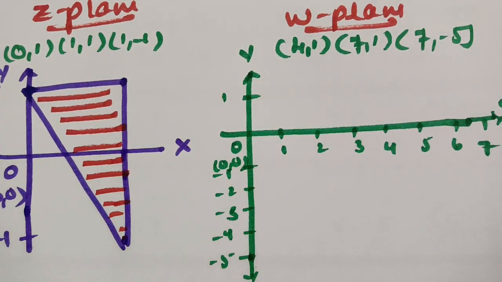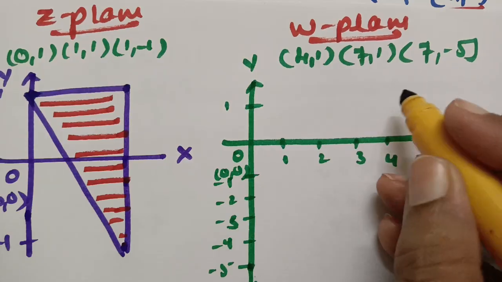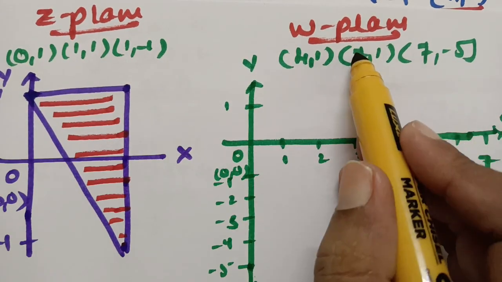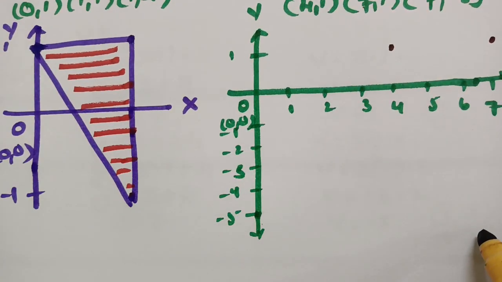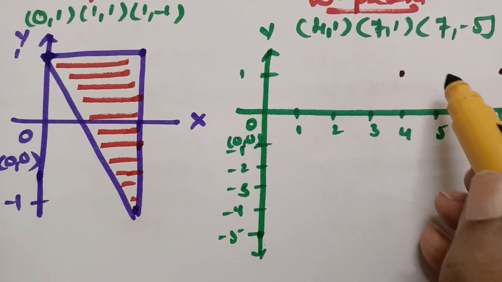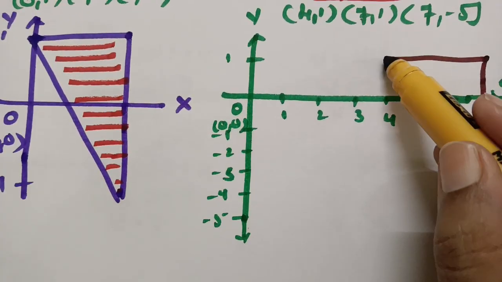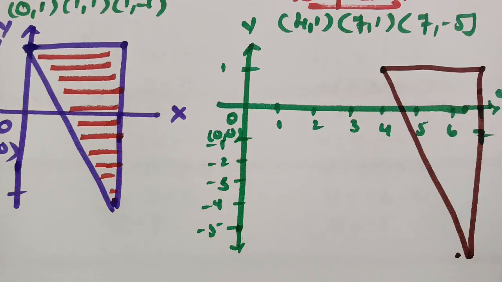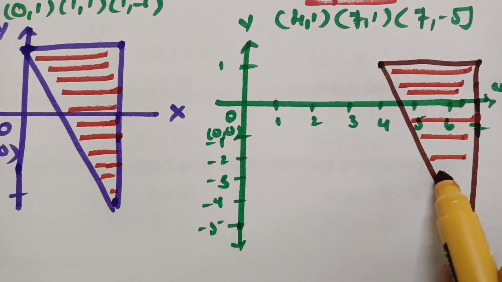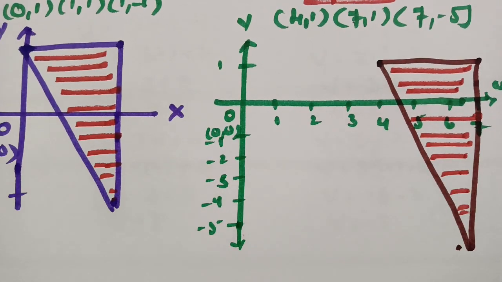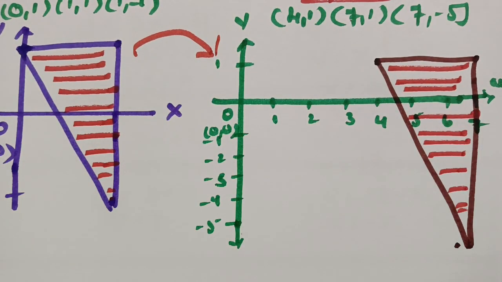This is the origin, and this is in the W plane. So if I plot this, this is going to become 4 comma 1, so x is 4 and y is 1, and the next one is 7 comma 1, so this is 7 comma 1, and again 7 comma minus 5. Here this value is minus 5. So if I join all these, this is going to be the triangle, a shifted triangle. So this is the image of the triangle in the Z plane.